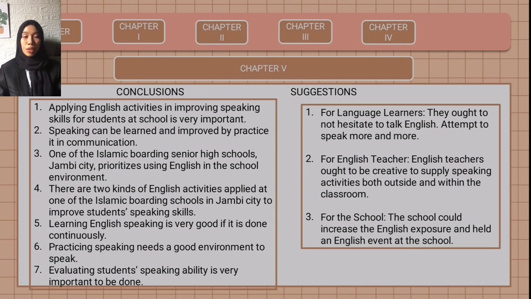3. For the school, there are many ways that the school could support the student's English ability. First, the school could increase the English exposure in the school. Secondly, the school could hold an English event such as cross-cultural understanding by inviting English native speakers so that the student could try interacting with them. Thus, the student will have more experience with English.